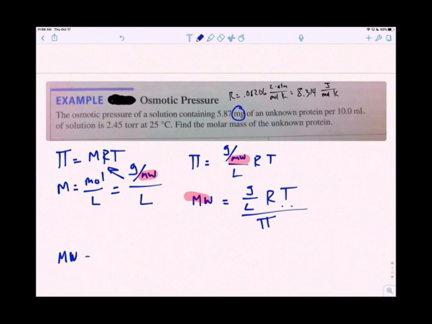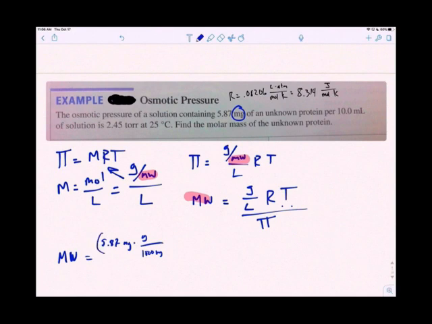So let's go ahead and put it in here. Your molecular weight. This is going to be the grams. It'll be 5.87 milligrams times, so a gram per 1,000 milligrams. So we're going to have it be grams per mole.